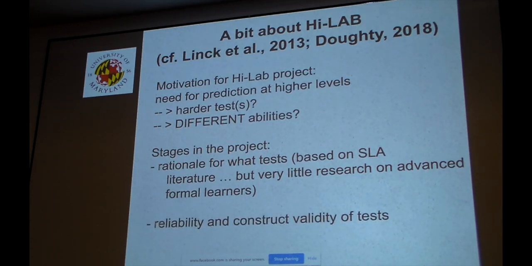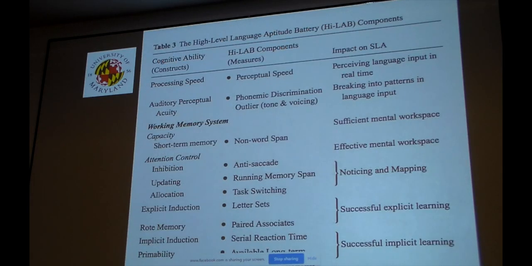Reliability and construct validity of the tests were then a very important, very long stage. And you cannot have a good test battery if your individual tests don't have good reliability and validity. And then the last stage was the predictive validity. To what extent does this whole new battery of tests do better than other tests?